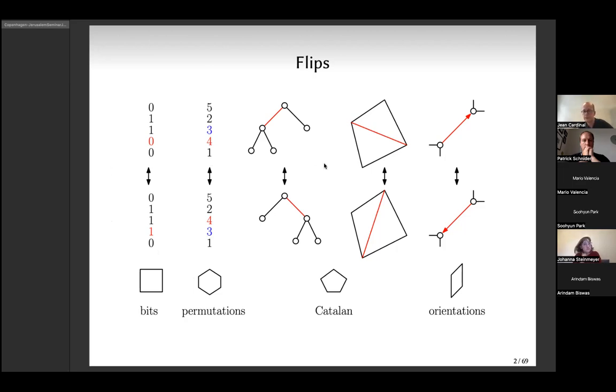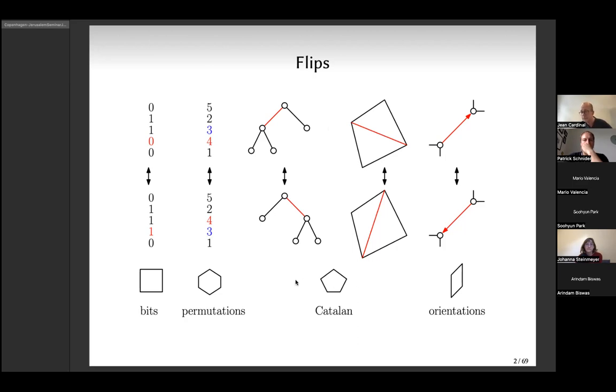Now you can do the same kind of thing for Catalan objects. For instance, if you pick triangulations of a set of points in convex position in the plane, so triangulations of convex polygons, then you have this notion of flip in which you look at 2 triangles that form a convex quadrilateral, and then you replace the diagonal by the other diagonal. These are called diagonal flips in triangulations. This is also a standard operation, and for triangulations of convex polygons, this gives a flip graph on Catalan objects.